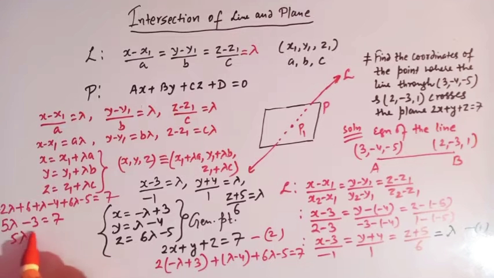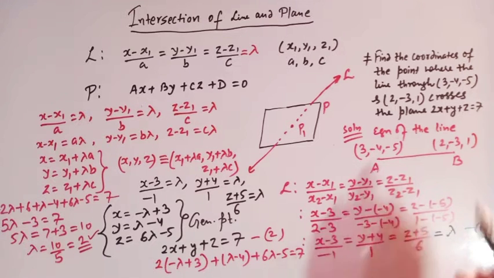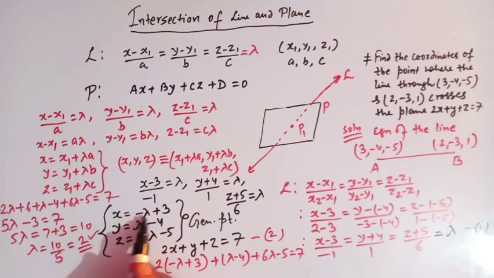So we have 5 lambda is equal to 7 plus 3, that is 10. So lambda is 10 divided by 5, that is 2, right? So the value of lambda is 2. So if we substitute this value of lambda here, we can find out the point of intersection of this plane and this line. So let us substitute here.